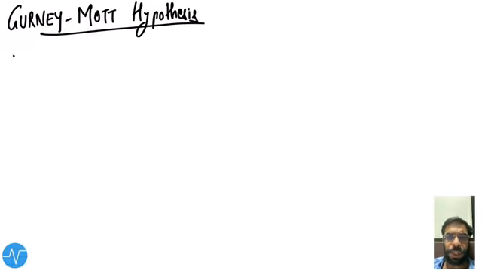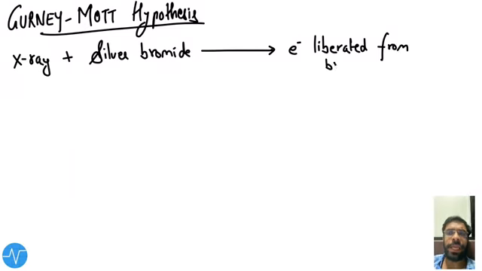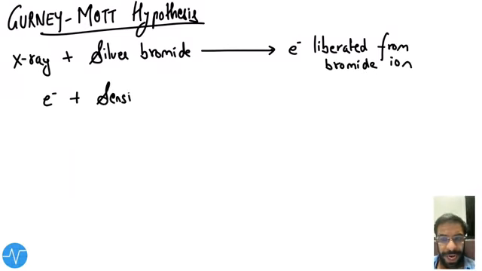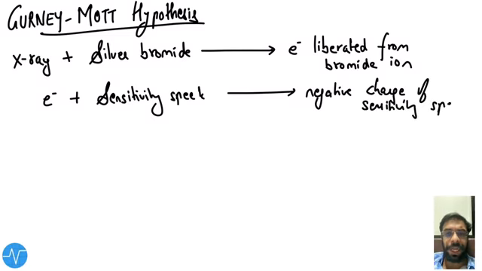Let's see this hypothesis. First, when the X-ray hits the radiographic film, the silver halide will be exposed to the X-ray. What will happen? Immediately an electron will be emitted from the bromide ion. The sensitivity specks are the electron trappers. They attract electrons. So when an electron is emitted from the bromide, it will go directly towards the sensitivity speck.